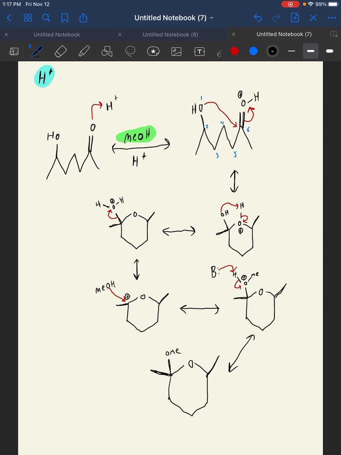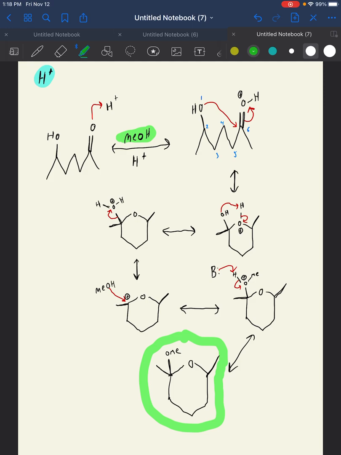Which is going to be this. And this is a single bond. I apologize, it kind of looks like a weird thick bond, but that is a single bond. And that is your product. I hope that makes sense. If you watched my previous video, you'd understand why that occurs. But basically, yeah, that's the mechanism.